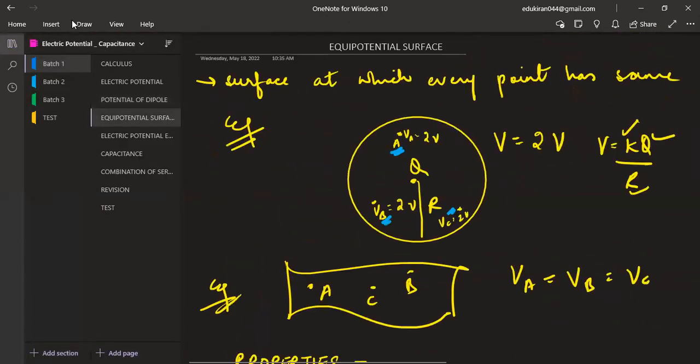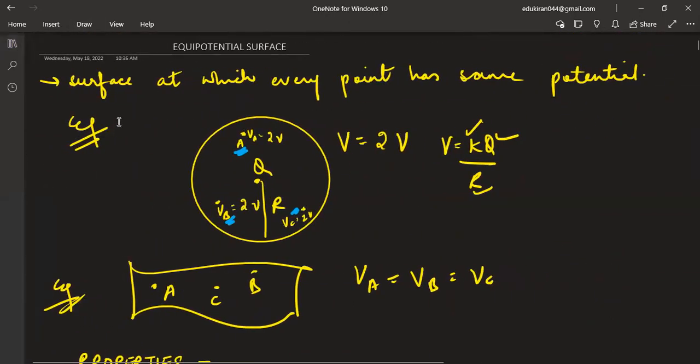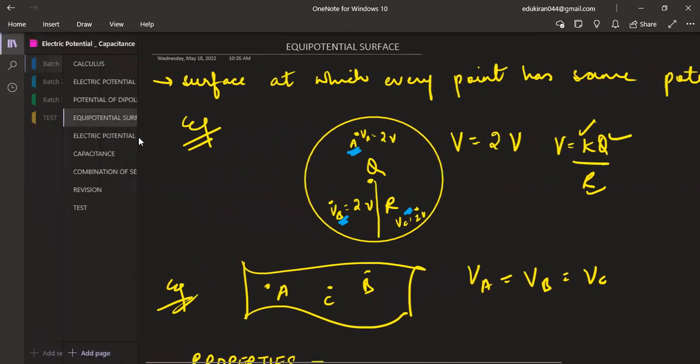From equipotential surfaces, you have very direct questions, very direct. Just remember your work done is 0. So if equipotential surface is given in some of your questions in the exam, take it as a hint to make work done as 0. All right. Now, from equipotential surface and electric field lines, you have statement-based questions.